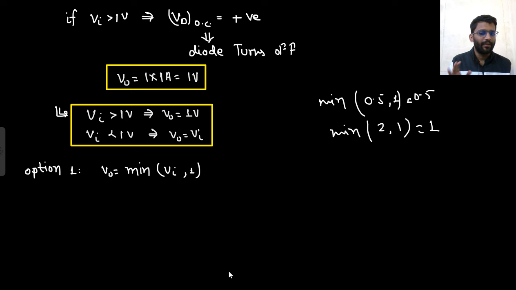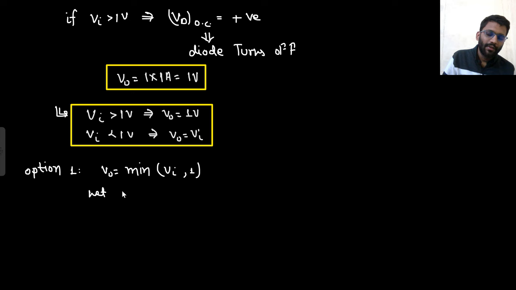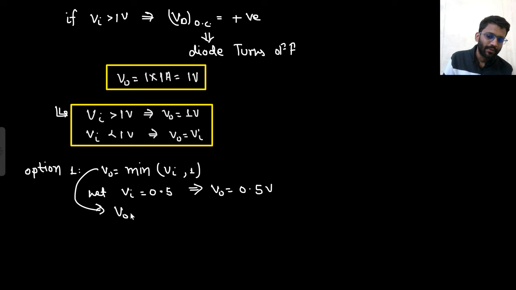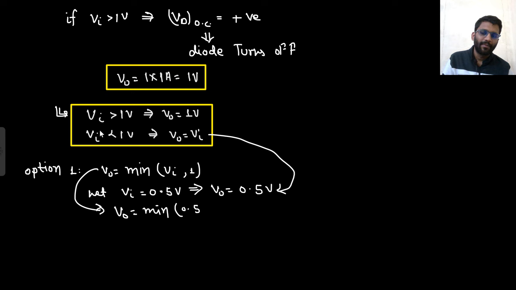Minimum of 0.5 and 1 will be 0.5. Let's assume that your V in is 0.5. If V in is 0.5, what will be the actual answer as per us? That will be 0.5 only, because V in is less than 1, so V naught will be equal to V in. And from the formula, minimum of 0.5 and 1 is 0.5 volt only. Both answers are matching. Yes, that means this can be one of the possible options.